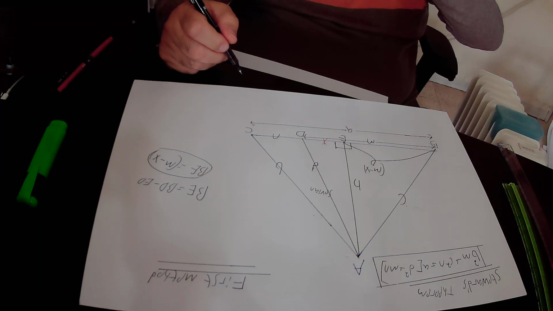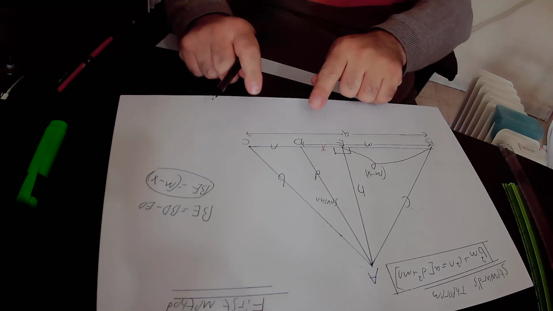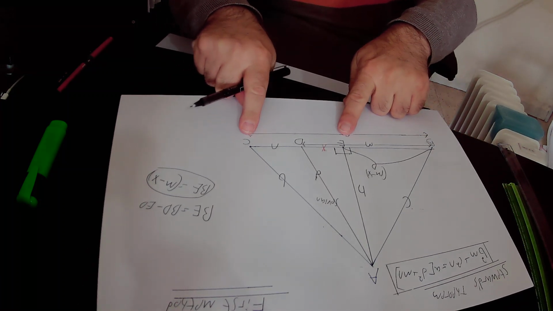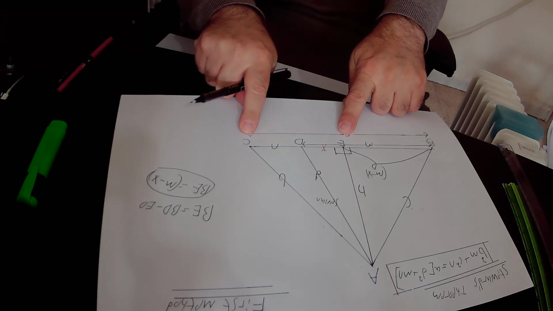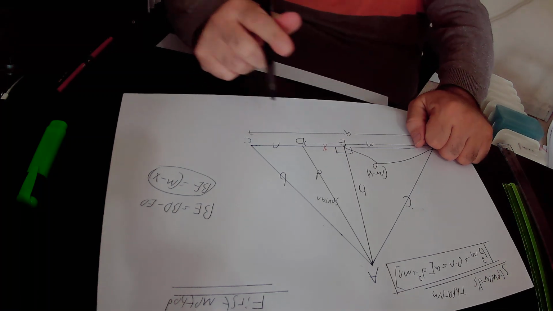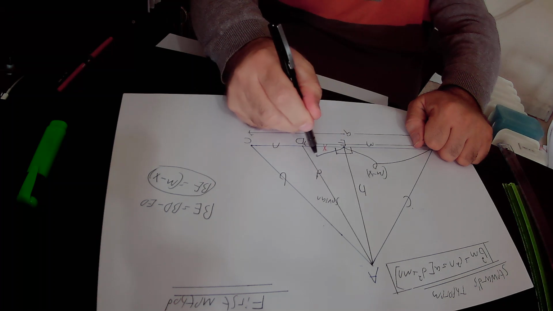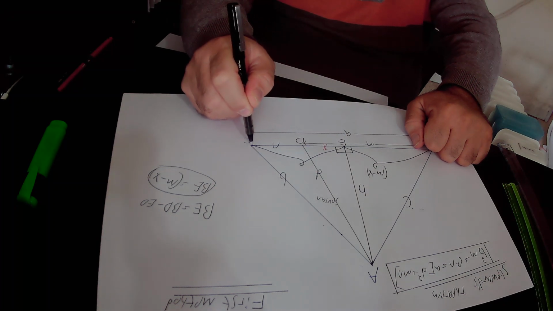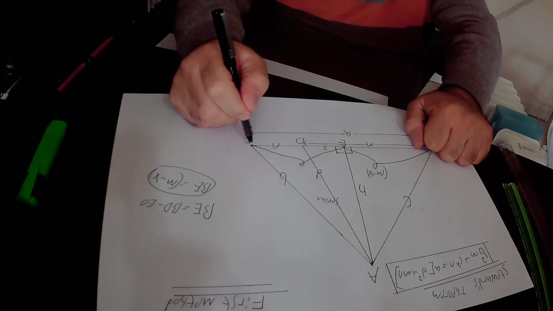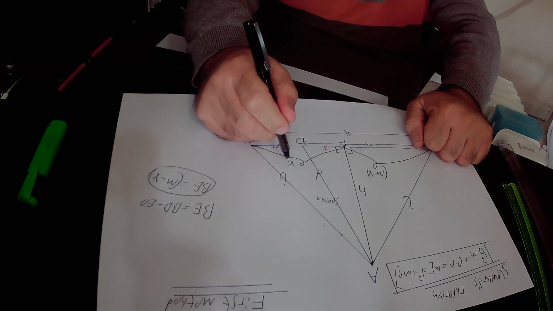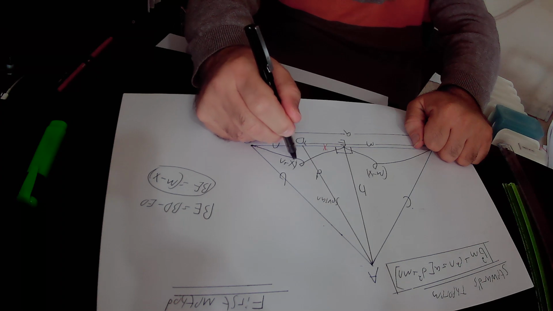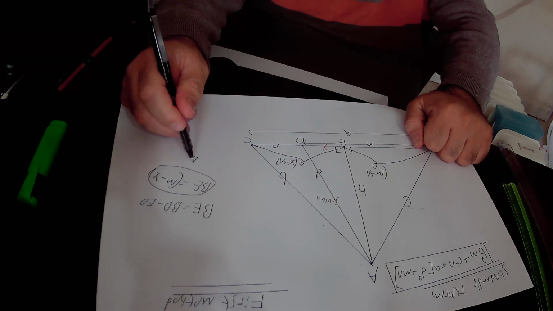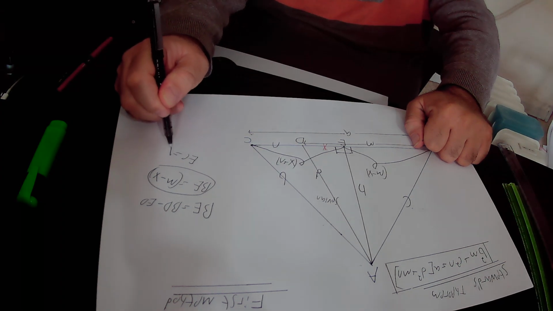Likewise, for the length of line segment EC, it is very easy to see that EC equals x plus n. So I write it down here that this line segment EC equals x plus n units.